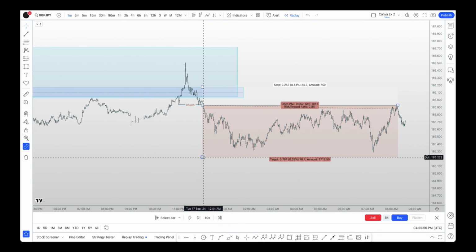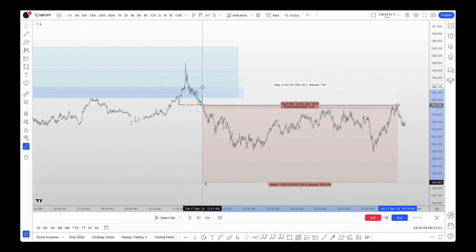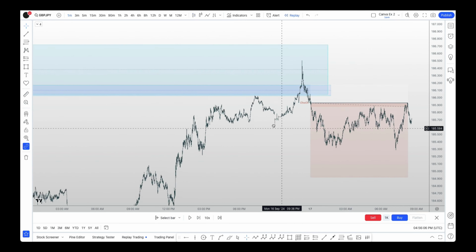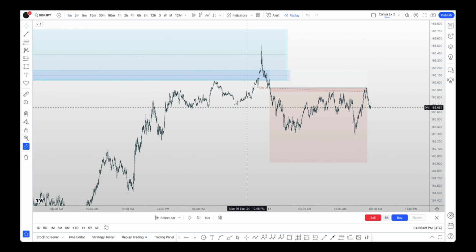And another thing, don't go for these ridiculous risk to reward ratios like a 4R. You don't have to do all that, guys. You really don't have to, because you're exposing yourself to a lot more risk, and it's just unnecessary.